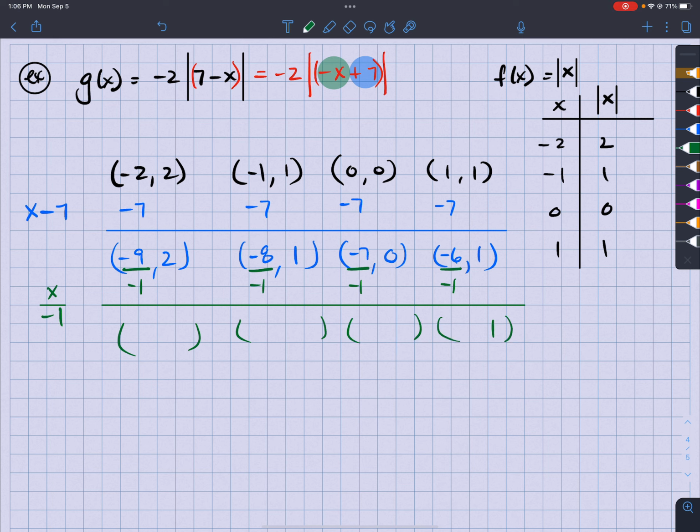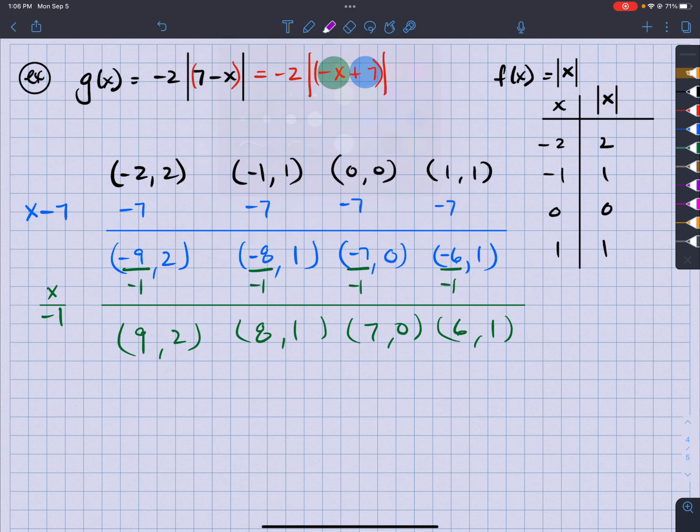So the y value is still 1, 0, 1, and 2 here. So there's now +9, 8, 7, and 6. Okay. Now everything inside the parentheses is done. I come out of the parentheses. The last thing is a -2.